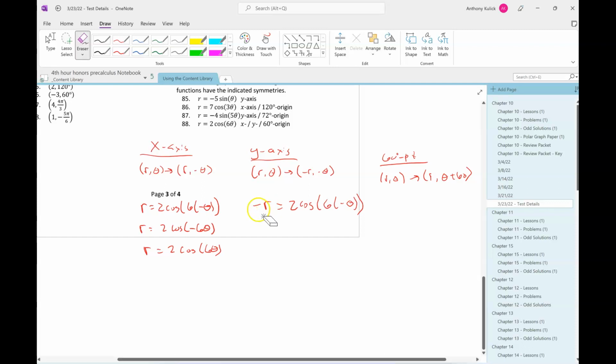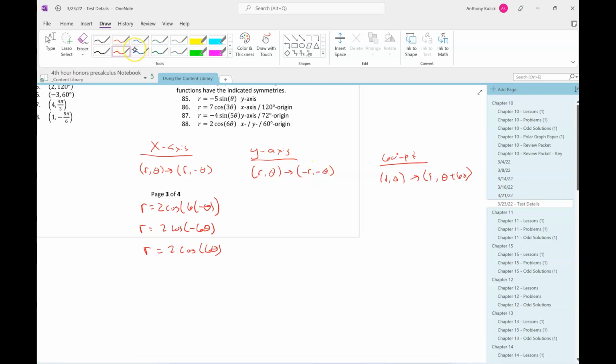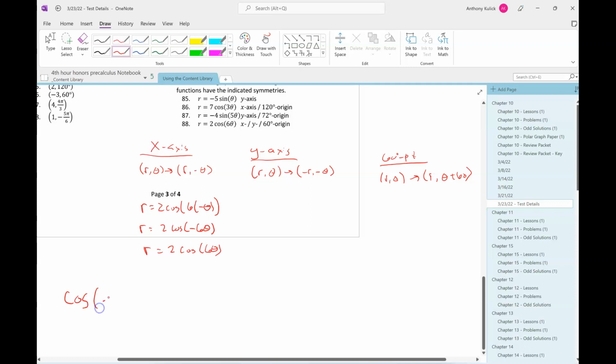So here, now before I do that, what I'm going to do is convert this. Why did you get rid of the negative? It's an identity. That's an identity, right, from last semester?